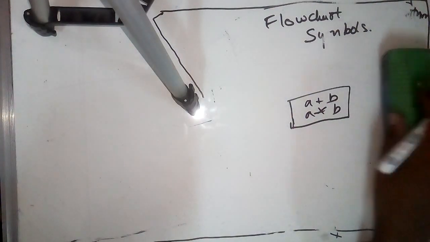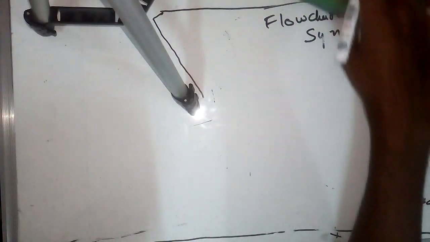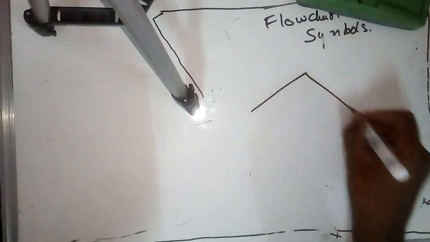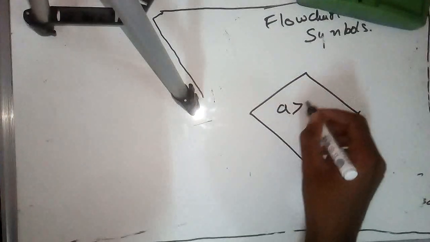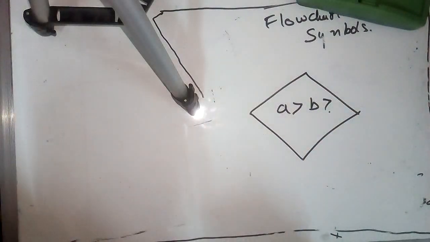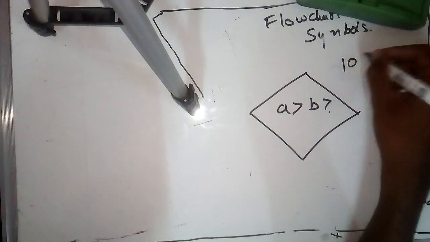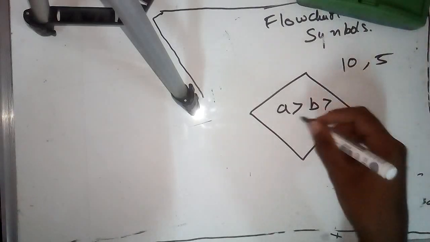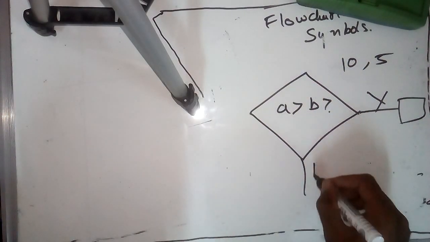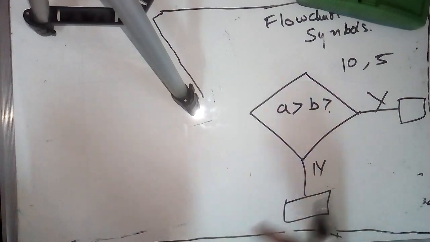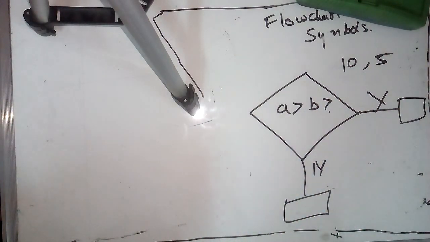Then we have a diamond, this kind of thing. This is used for decision taking. For example, is a greater than b, yes or no? If a is 10 and b is, let's say, 5, then yes. If it is yes, then do this thing; if no, then do that thing. All these are done with the help of the diamond. So we represent decision making with the help of the diamond, right?